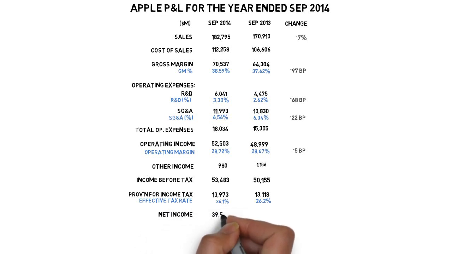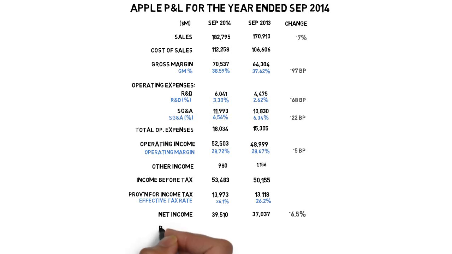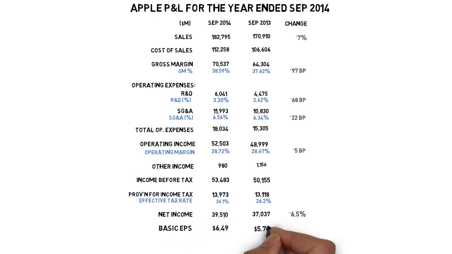Right at the bottom of the P&L then, we have net income. Comparing this figure to last year, we see that net income has increased year on year by 6.5%. Companies also usually disclose figures for earnings per share, or EPS for short. In this case, we see that the basic EPS for Apple is 6.49 for this year versus 5.72 last year, an increase of 13.5%. So why is EPS rising faster than net income?